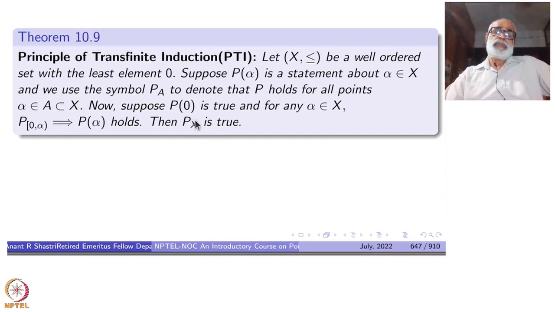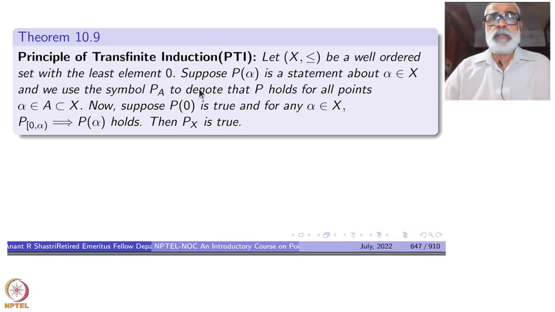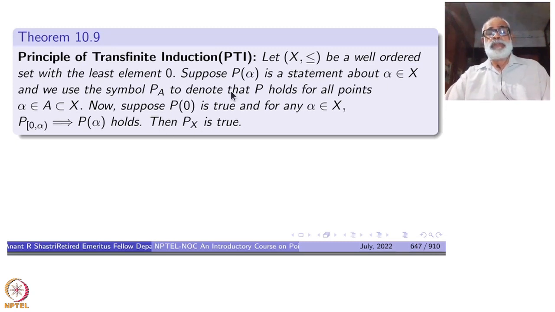The point is, you are already very familiar with the principle of mathematical induction. That is a special case of this, when X is the natural numbers along with the usual order. Of course, that is a well order. So this principle of transfinite induction is a far generalization of mathematical induction. This is true for any X. As soon as you have a well order there, you can use it like this.